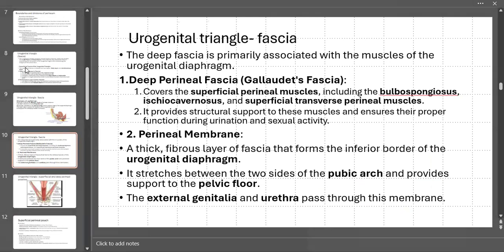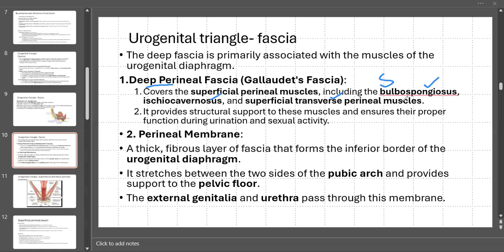This deep perineal fascia, this is the actual thing which is serving the perineal compartment. This is the actual thing. It again has these two points you have to remember: the first point, that the perineal fascia is covering the superficial group of muscles. Okay, bulbospongiosus, ischiocavernosus, and superficial transverse perineal muscles.